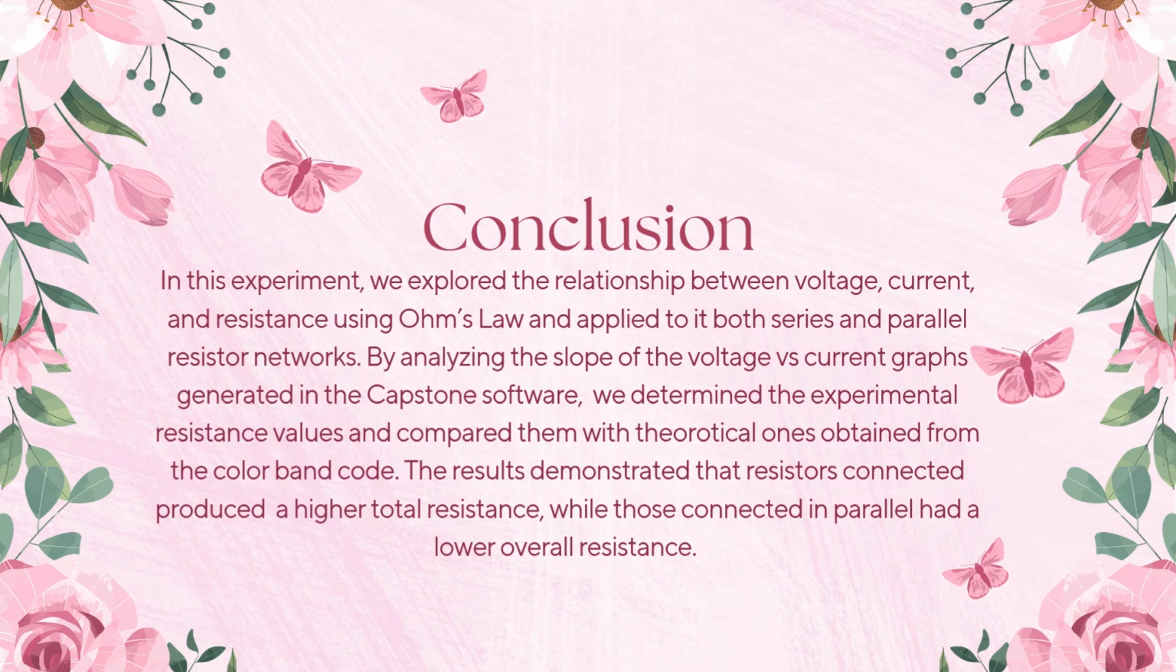In conclusion, this experiment did help us understand how Ohm's law works and how the arrangement of resistors and values can affect the total resistance in a circuit. Our data showed that the relationship between voltage and current is linear, and the slope of the graph can be used to accurately calculate resistance. We also learned that resistors in series always result in a higher total resistance, because the current must pass through each resistor.